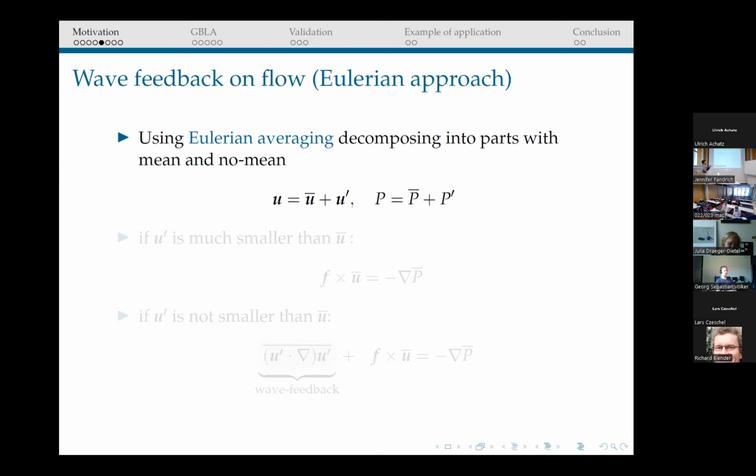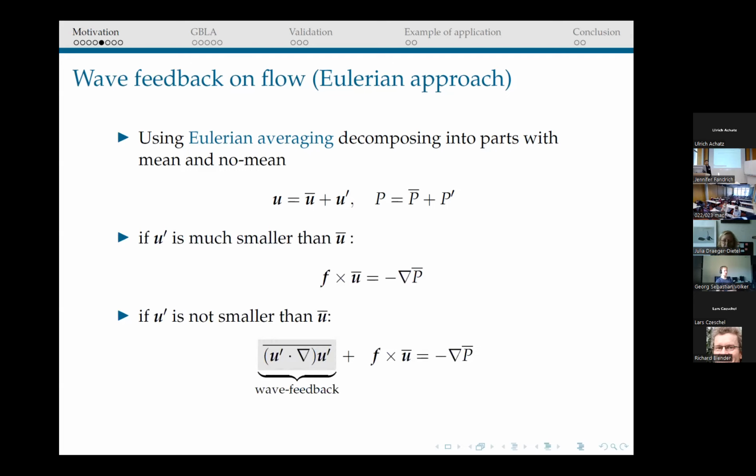To explain this, I just use a sketch of geostrophic balance, and the argument is a lot more general than geostrophic balance. Let's say we use Eulerian averaging and decompose our flow variables into a part that has a mean and a part that is the fast part, which doesn't have a mean; its mean is 0. I show these with bar and prime for all the variables. If we scale our equations properly and consider that u prime is smaller than mean u, then we get geostrophic balance that probably everyone is familiar with.